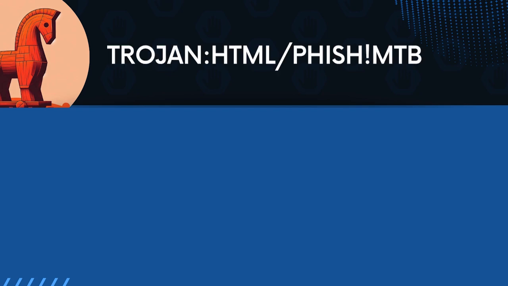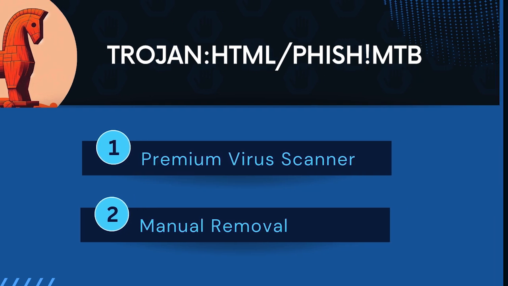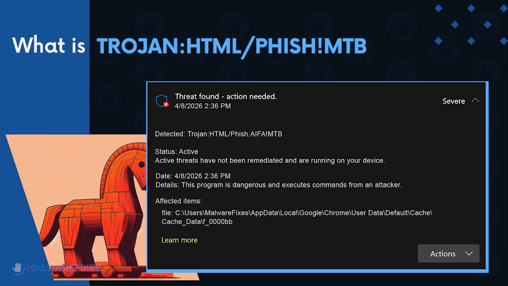In this video, we will discuss the Trojan.HTML Phish MTB and the ways to remove it from a computer. Trojan.HTML Phish MTB is a detection for a harmful hypertext markup language file that attackers are using to mislead web users. This is typically used by cybercriminals to lure users into giving out sensitive data, particularly usernames and passwords. Carefully execute the procedures in this video to successfully remove Trojan.HTML Phish MTB.